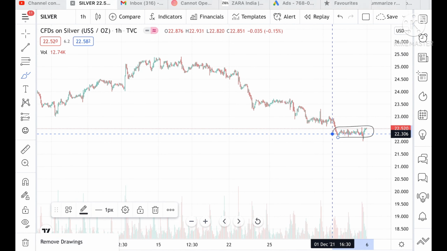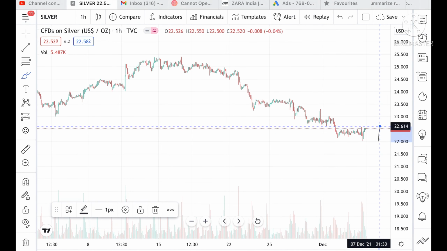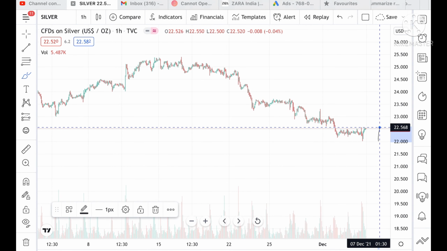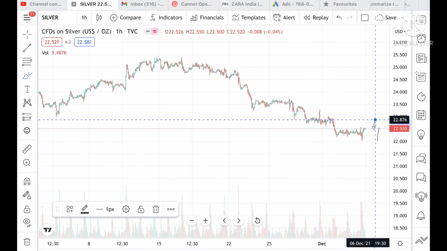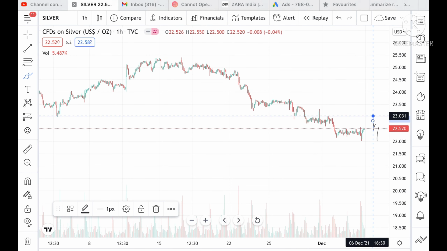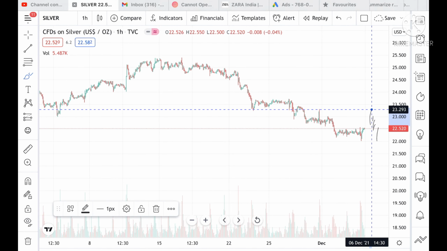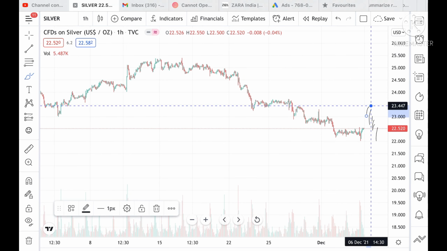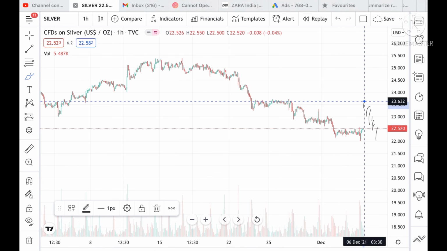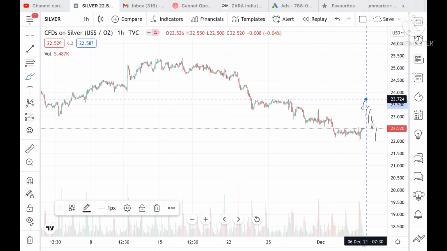Suppose this level sustains, then the probability is there we can see a level of 22.553, and if it goes above this level, then we can see 22.691. If the price sustains above this level, it can touch 22.876, then 23.031, and from there it can touch 23.293. If the price sustains above this level, we can see 23.447, then 23.647, and from there 23.724.